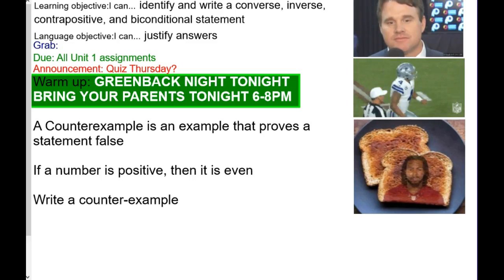37 is a positive number that is not even. So 37 is a good counterexample. Good job. What's another counterexample? Even numbers are 2, 4, 6, 8, 10, right? What else? What's another example that proves this false? Now, negative wouldn't be a positive. It has to be a positive number that makes this wrong. What else? 25 is a positive number that is not even. Good. What else? 1. Okay. So any odd number. So has everyone written down a counterexample on your warm-up?